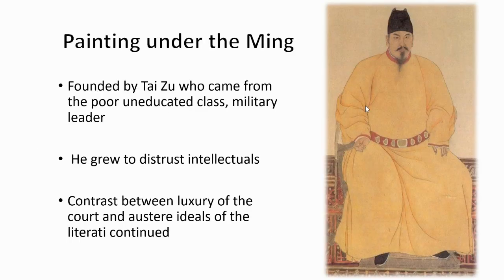Now, painting under the Ming, so the court painting, is going to be slightly different. It was founded by Taizu, who came from a poor, uneducated class. He was a military leader. He grew to distrust intellectuals, such as the literati. And the contrast between the luxury of the court and the austere ideals of the literati is going to continue under the Ming. Now, I mentioned the first part because whenever you're coming from a background where you need to legitimize your rule, say by building a gigantic palace structure, the Forbidden City, or giant temples, the Temple of Heaven, what you need to do is make it as big and as awe-inspiring as possible, and we're going to see that this applies to painting as well.